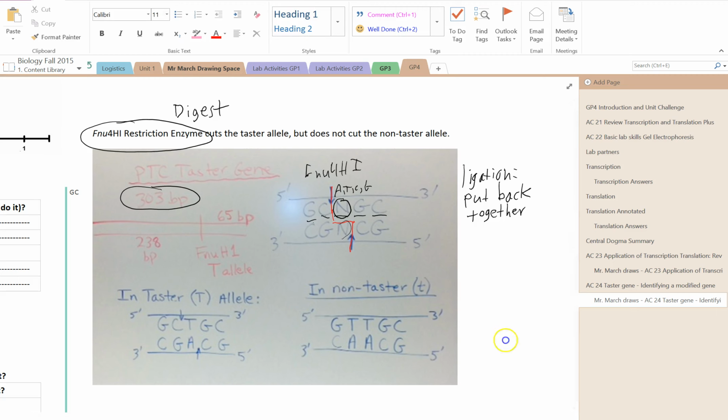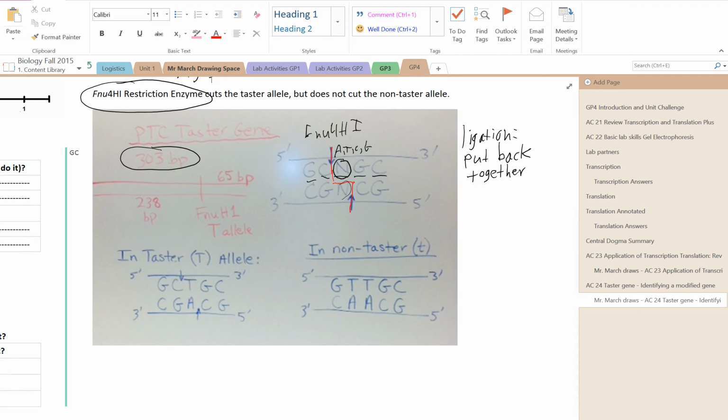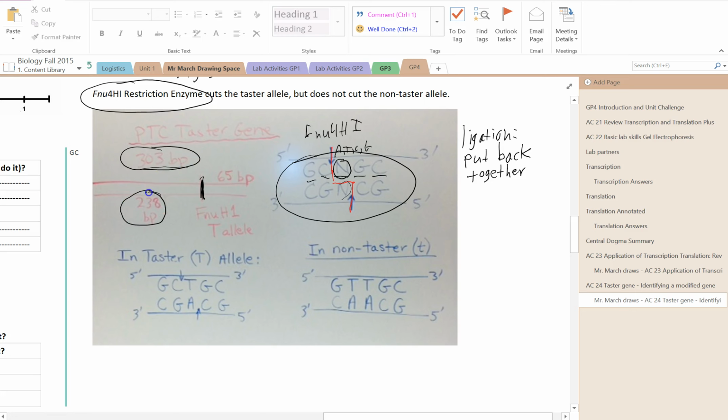So why did we pick this restriction enzyme? Well, it just so happens that there is this sequence in our taster gene right here. It's about 3/4 of the way through the gene or so. So if the FNU4H1 restriction enzyme does cut the genome, it cuts this 303 base pair gene into two pieces. One of them is about 238 and one of them is about 65.